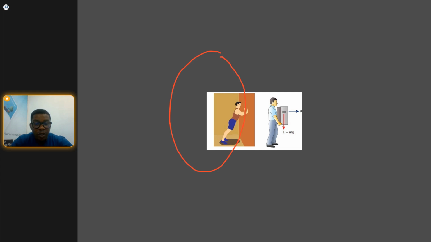The wall is not what? Moving. Okay. So this is considered to be what? A work that is not being done. Here, work is not being done. But in this case, work is being done because the man is moving with the object he's holding in his hand. Is that taken? Okay, so those are the two cases, or we have many.